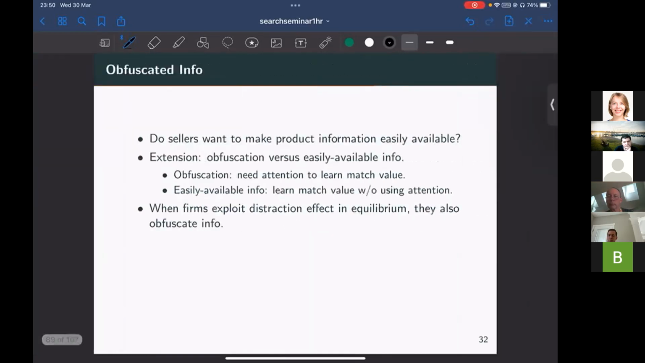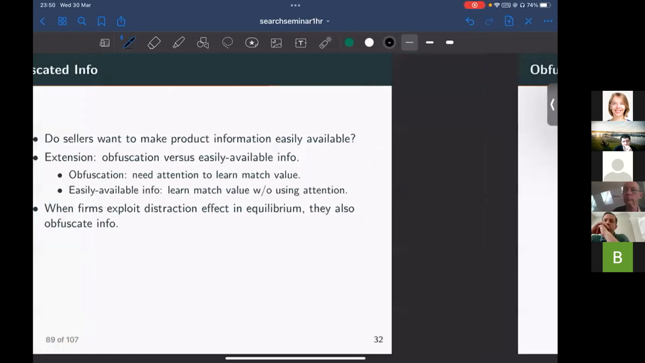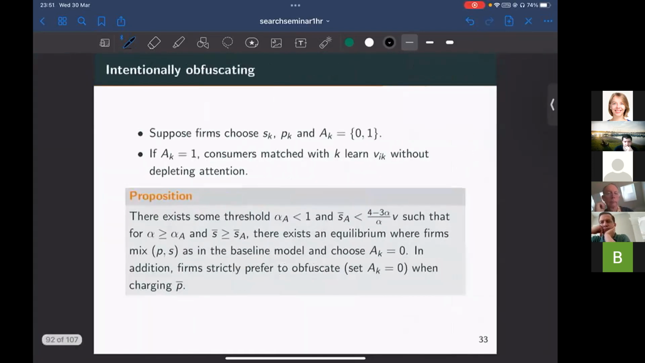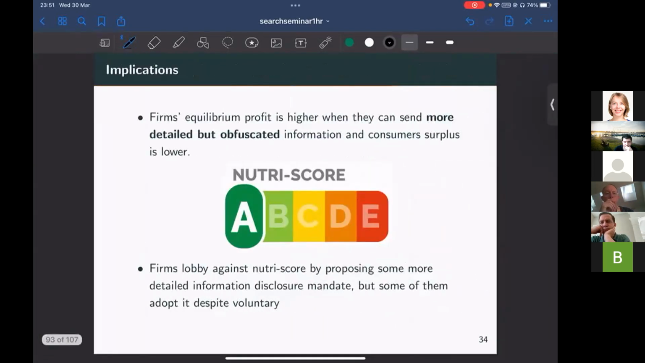So we show that when firms exploit these distraction effects in equilibrium, they also want to obfuscate information. They would choose not to give away information cheaply, and consumers therefore have to do either studying or browsing. So the policy implication is that to exploit distraction effects, firms will offer detailed and obfuscated product information. This is the more formal math, but let me skip it.